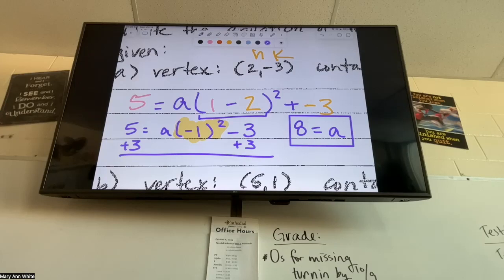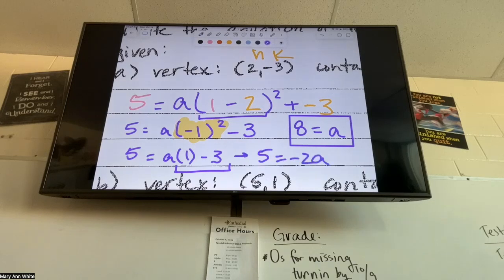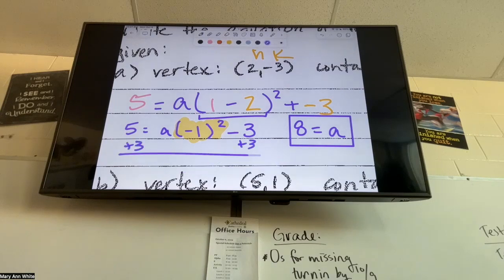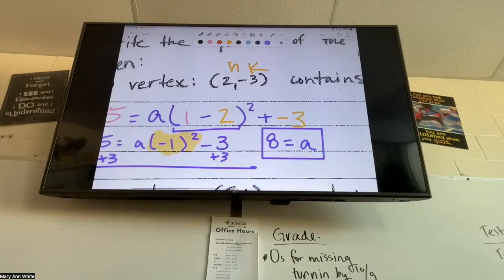The reason I do that is if you don't add that 3 over, sometimes what you do is you got 5 equals a times 1 minus 3, and then you do that 1 minus 3 together, so then you got 5 equals negative 2a, and then you divide and then it's all wrong. So I get rid of that 3 almost immediately so that I can't mess myself up. So I added that 3 to both sides. Okay. Now I'm done. I have my a and I have my vertex.